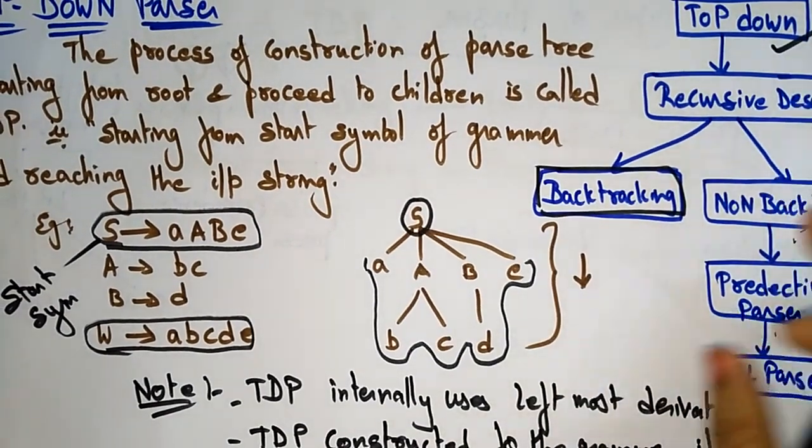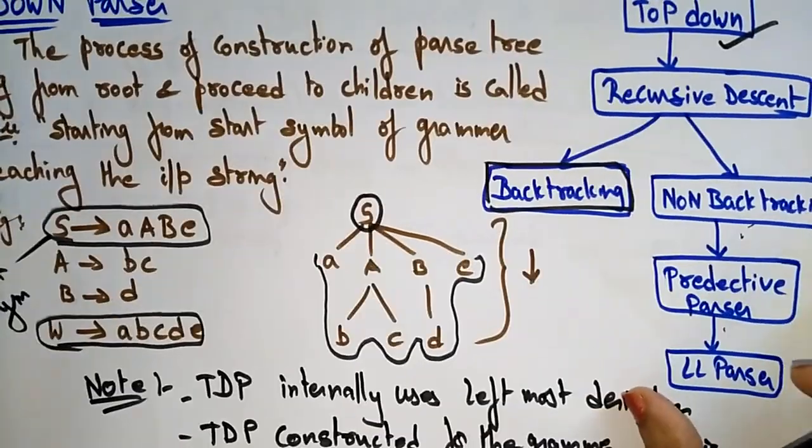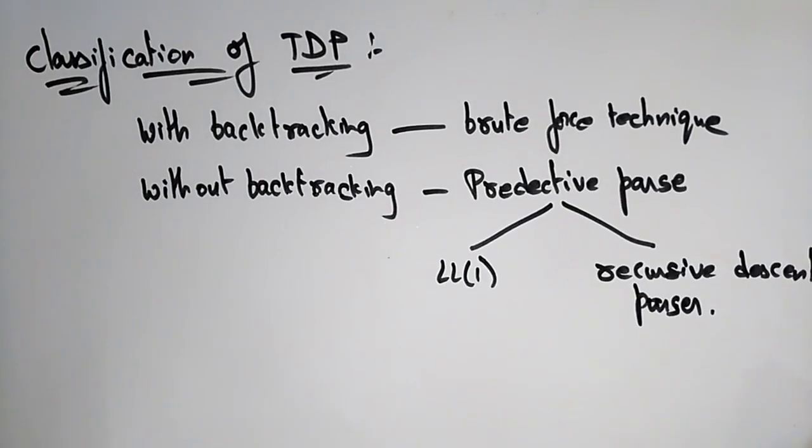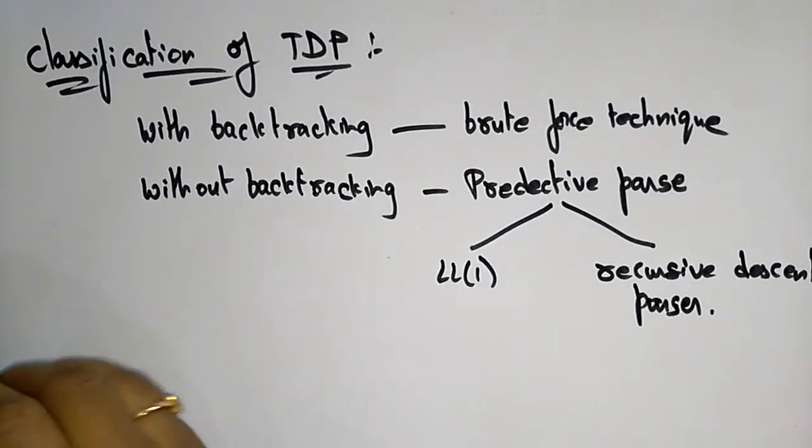So the top-down process is of two types, backtracking and non-backtracking. So it uses a recursive descent concept. Now let's see what a recursive descent is. Later we will see what backtracking and without backtracking are.